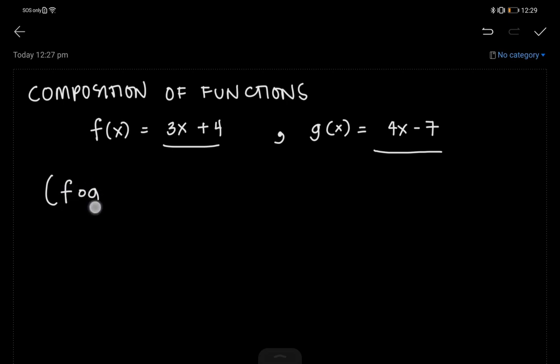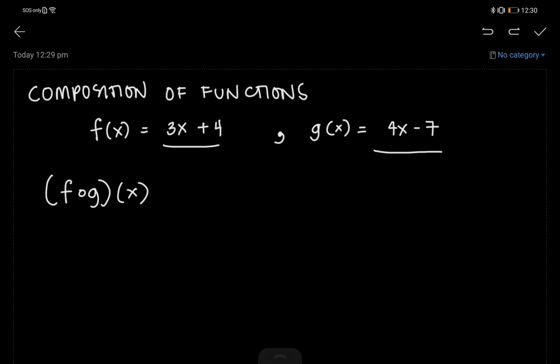f composite of g of x. So this is the representation of the composition of functions. As you observe, we have here an open circle. If you can see the open circle, it means that the operation is a composition of functions. This is different from f of g of x, where we sometimes put a solid circle to represent that the operation is a multiplication of functions. So in a composition of functions, we use the open circle to represent the function.